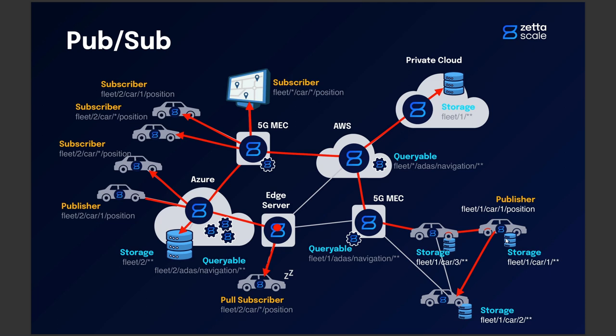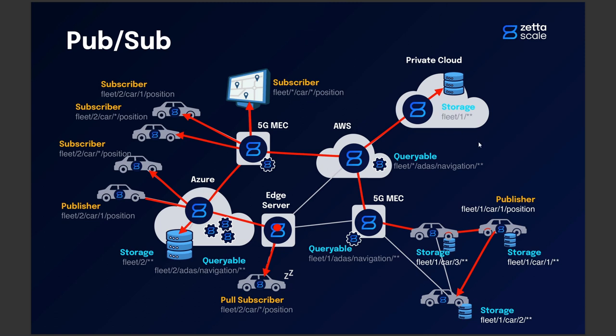So considering we have some vehicles forming fleets, fleet two comprises five cars, and fleet one consists of three cars. Those cars run on the street, connecting to maybe a 5G cellular network, so they can do vehicle-to-vehicle message exchange. Those cars may also connect to some public cloud service like Azure or AWS, or your private cloud.